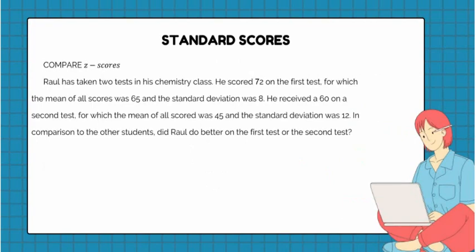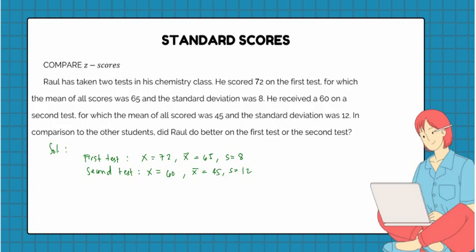Sige, atin na lang i-solve. So, for the solution, we are going to do the same thing, make use of the given. So, for the first test, yung ating x dyan, yung score natin is 72, yung mean natin is 65, tapos yung s natin is 8. Tapos sa second test, yung ating score dyan is 60, tapos yung mean is gonna be 45, and then s is gonna be 12.